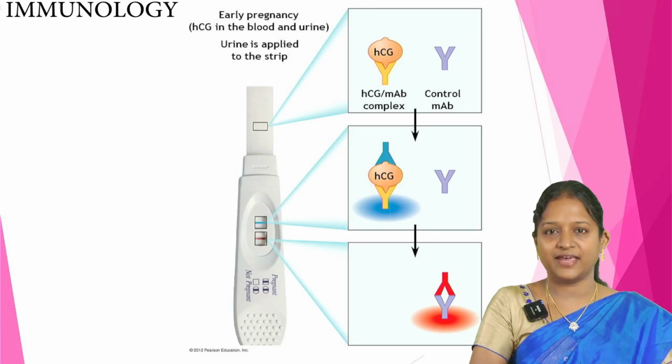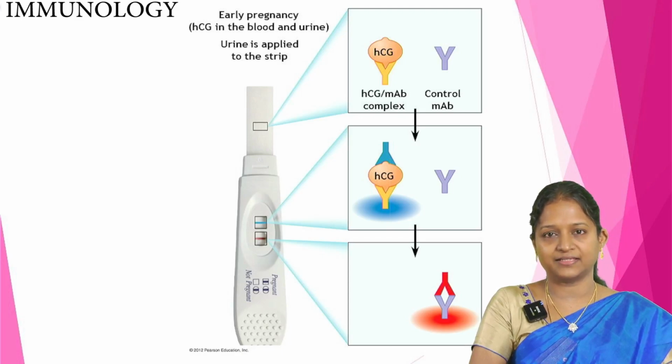And the next, the secondary antibody, which is also a monoclonal antibody, can recognize the complex of HCG and the primary antibody, which is already linked with the dye. So, that produces the color. So, you can see in the window two different lines.